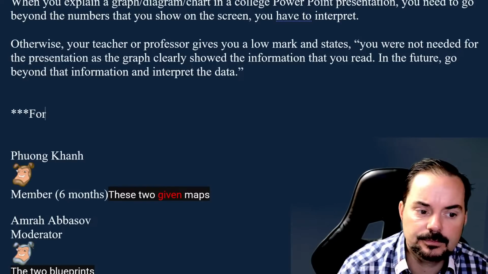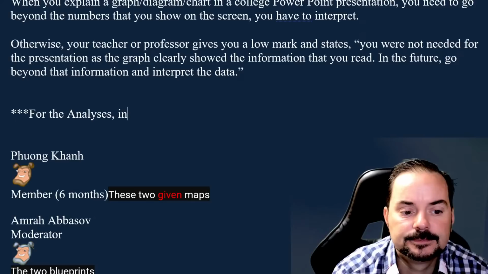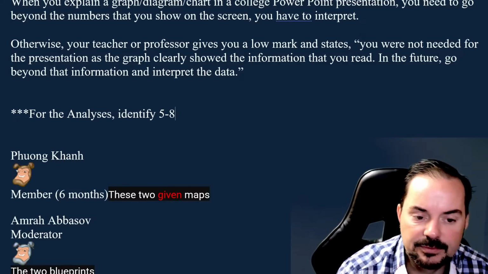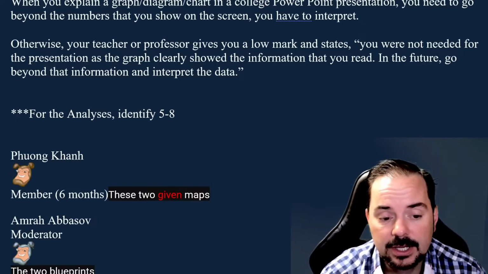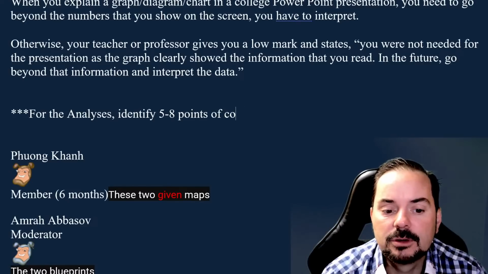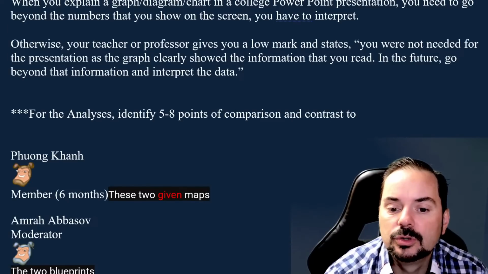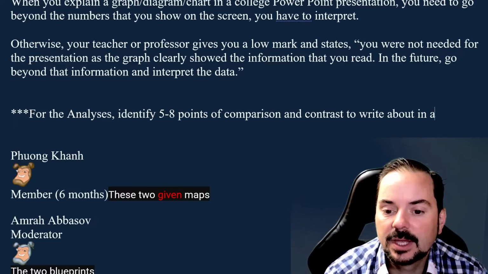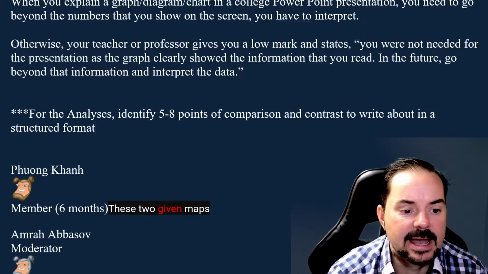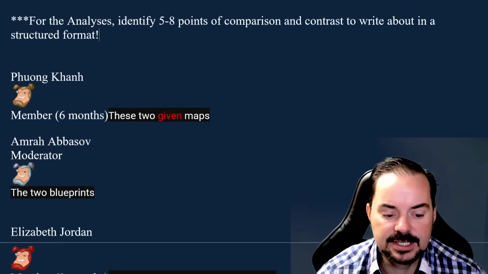So for the analyses, identify, I'll say 5 to 8. It depends. If some of you are really fast and accurate with your writing, you can even do up to 8 points. Okay, so identify 5 to 8 points of comparison and contrast to write about in a structured format. Okay. All right, Carolina says that makes sense.